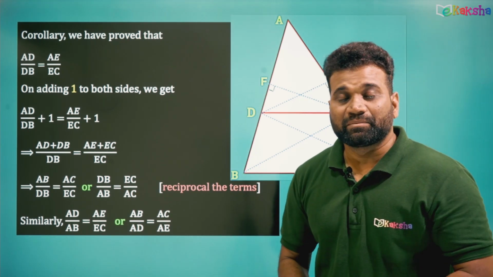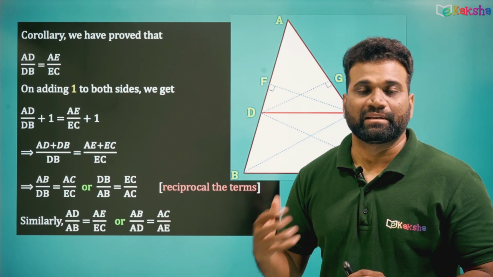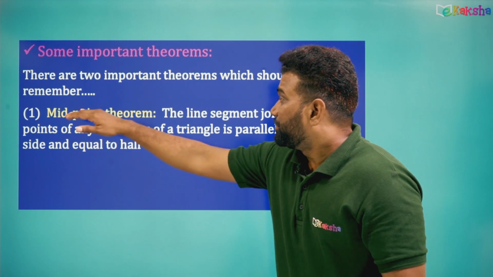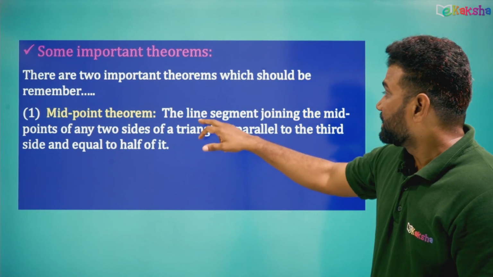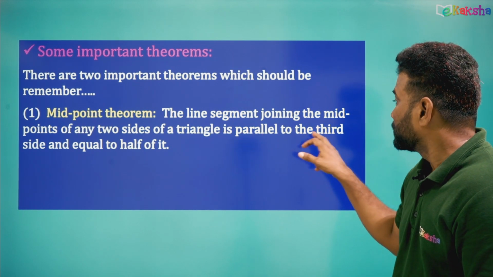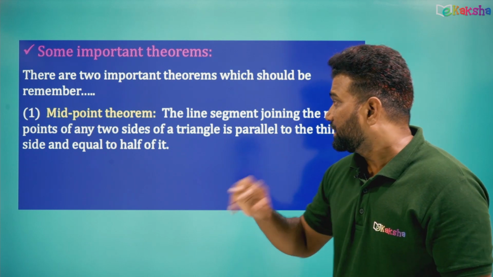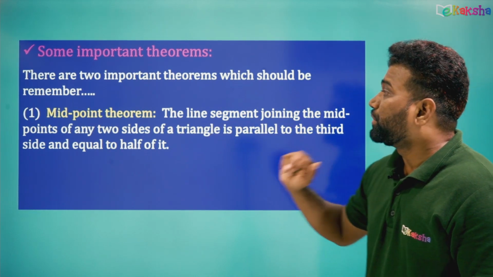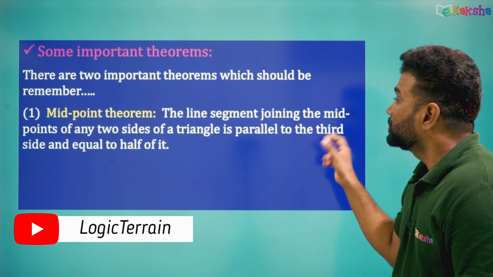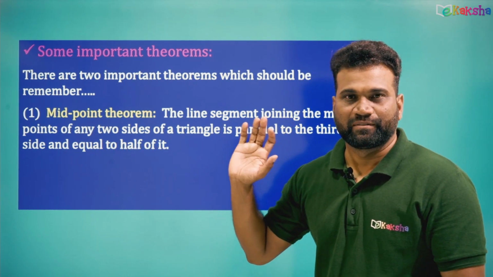Clear? And here are some important theorems. Anyhow, we are not going to prove them, so we will use those statements directly whenever we require. So let's have a look at them. What are they? First one, midpoint theorem. It says that the line segment joining the midpoints of any two sides of a triangle is parallel to the third side and equal to half of it. Hope you will remember, right?